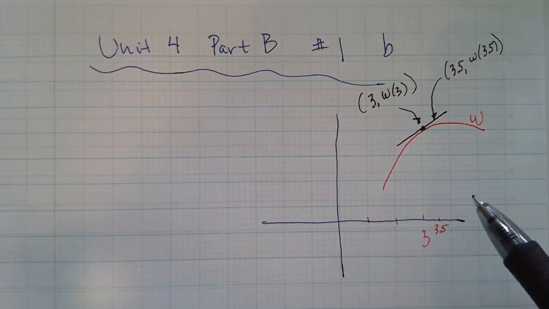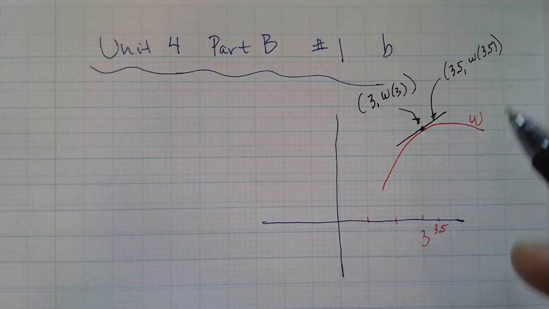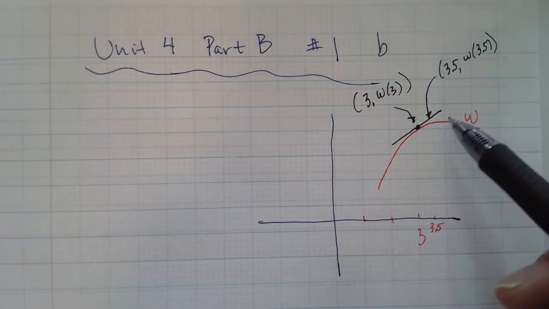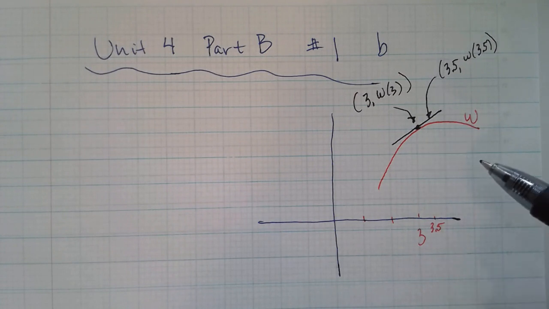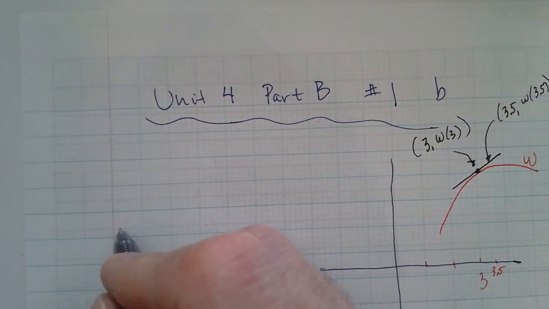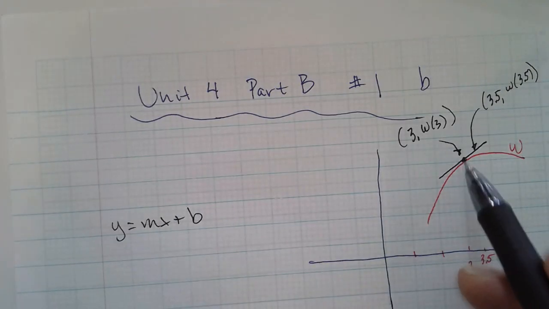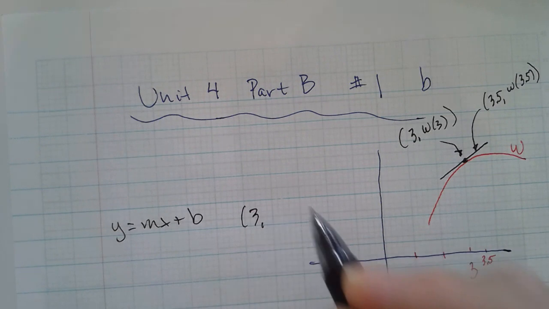Use the tangent line to the graph of W at 3, and then show that W of 3.5 is less than or equal to 9. Okay, so first part is to just find the equation of the line tangent to the curve at 3. So we've got y equals mx plus b. We have an ordered pair 3 comma W of 3.